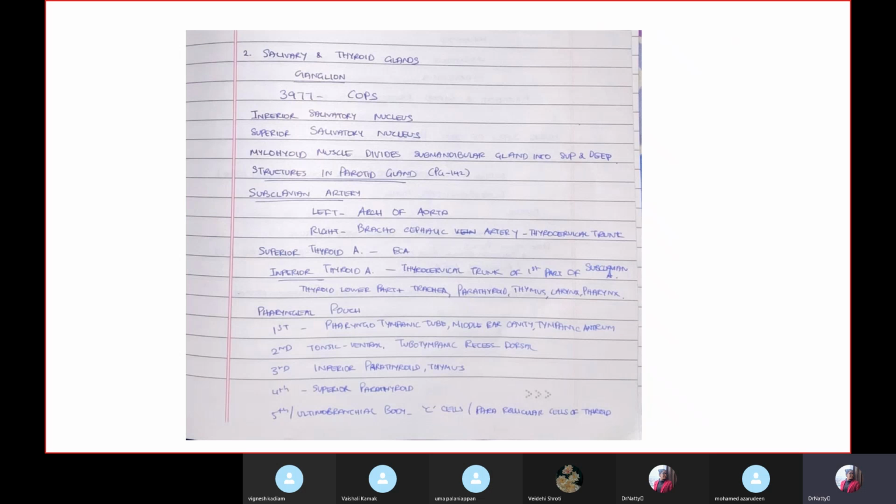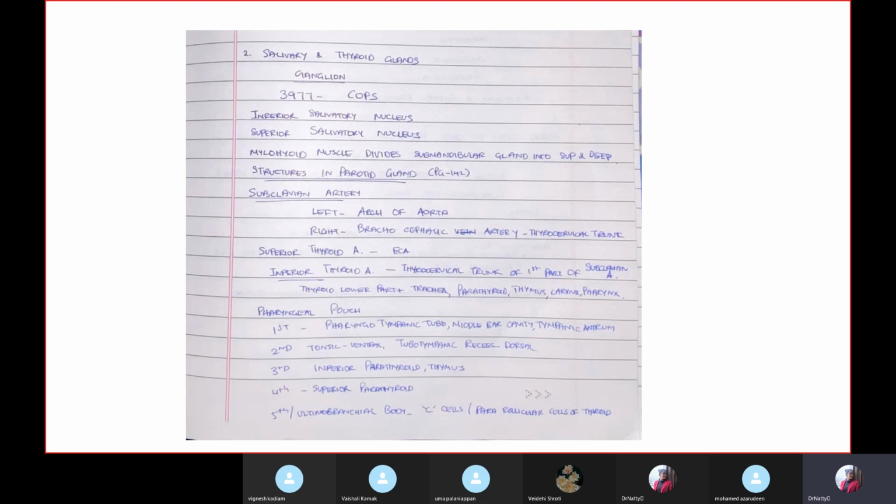Then the next one, salivary and thyroid gland. For salivary and thyroid gland, the mnemonic is 3977 COPS. What is this 3977 COPS? It tells which particular ganglion is related to which nerve. The mnemonic for it is 3977.